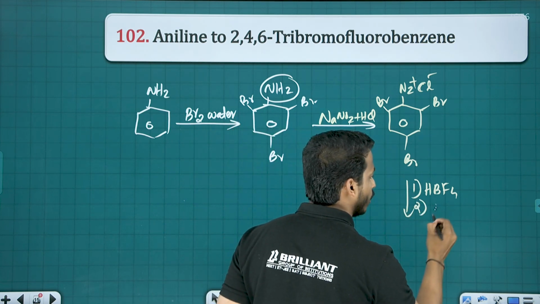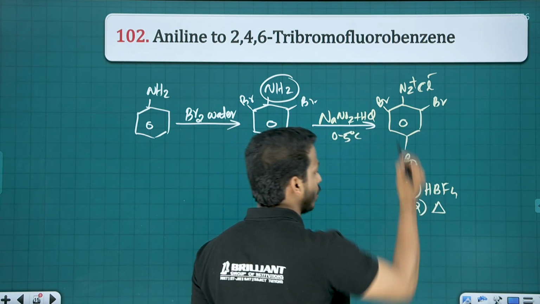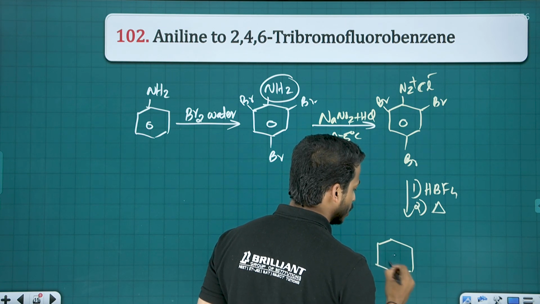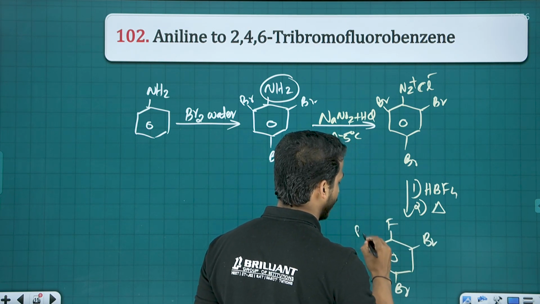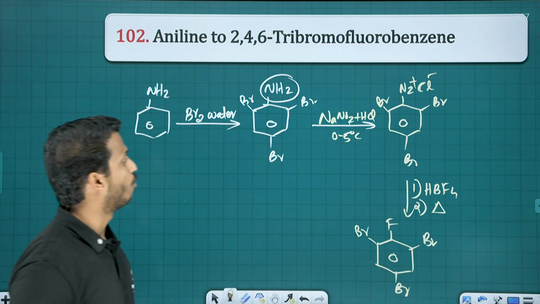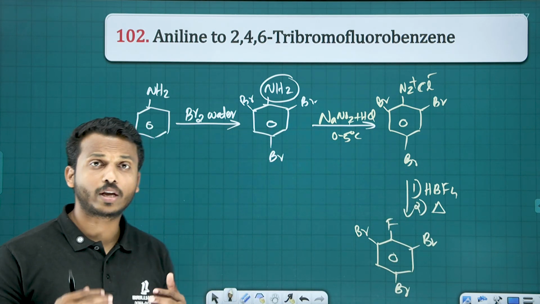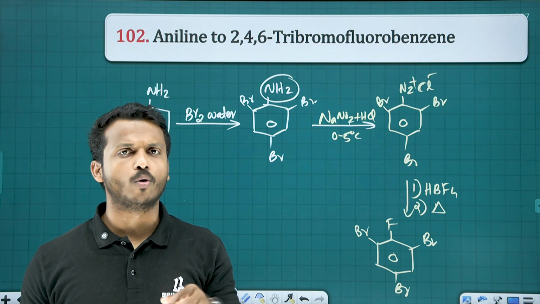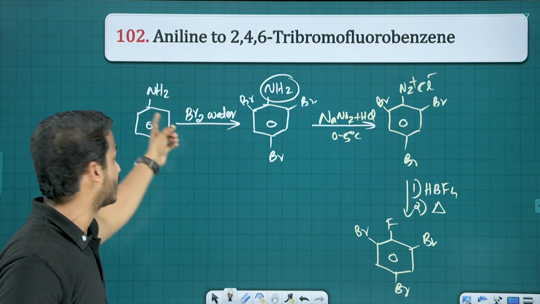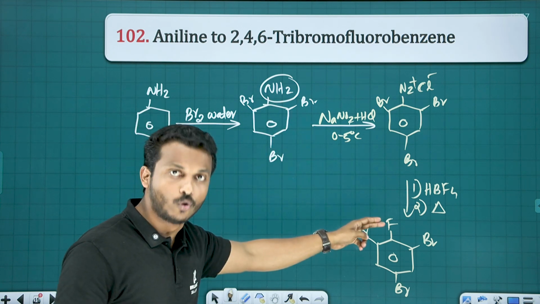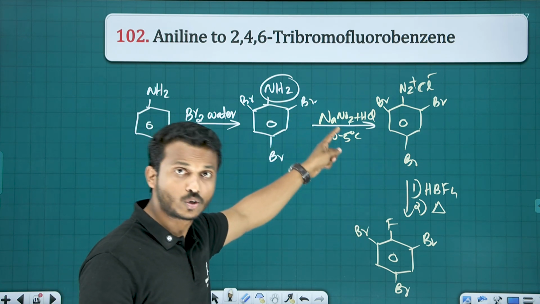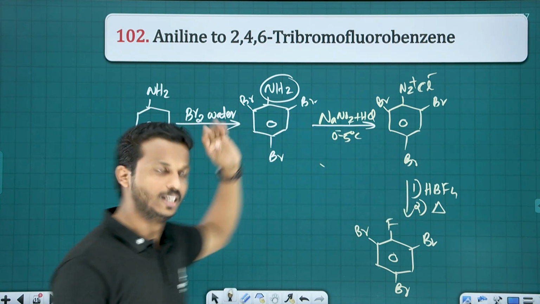That salt, if you directly heat, becomes fluorine. So we can write F, Br, Br, and Br. You are getting 2,4,6-tribromofluorobenzene. So in order to get 2,4,6-tribromo, directly add bromine water, because aniline is a very strong ortho-para directing group. Then if you want to convert NH2 to fluorine, what is the procedure? First diazotization, then HBF4, heat.